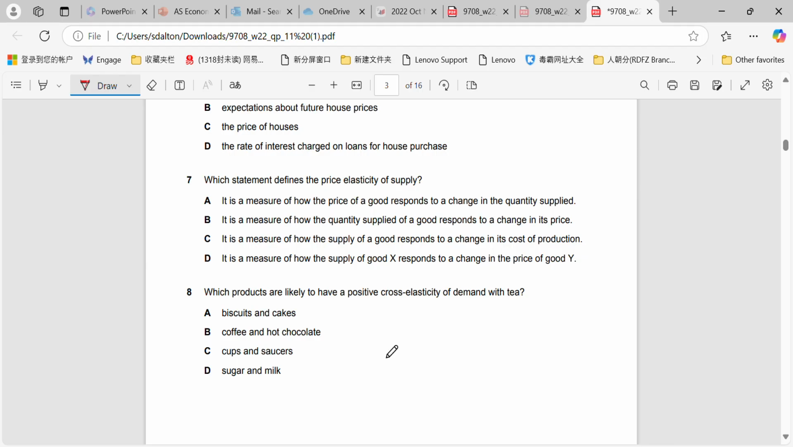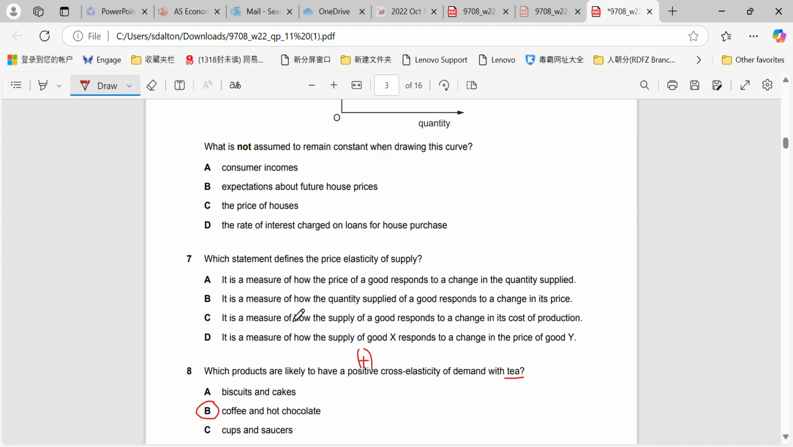Which products are likely to have a positive cross-elasticity demand? So remember, positive cross-elasticity demand means that they're substitutes. So this should be very straightforward if you understand that. What is a substitute with tea? Coffee and hot chocolate, because they're the other types of drinks.